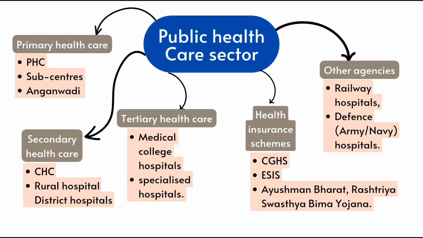Next is health insurance scheme like ESIS, that is Employees State Insurance Scheme and their hospital, CGHS, Central Government Health Scheme and their hospital, Ayushman Bharat, Rashtriya Swasthya Bima Yojana. There are other agencies as well like Railway Hospital, Defense Hospitals.